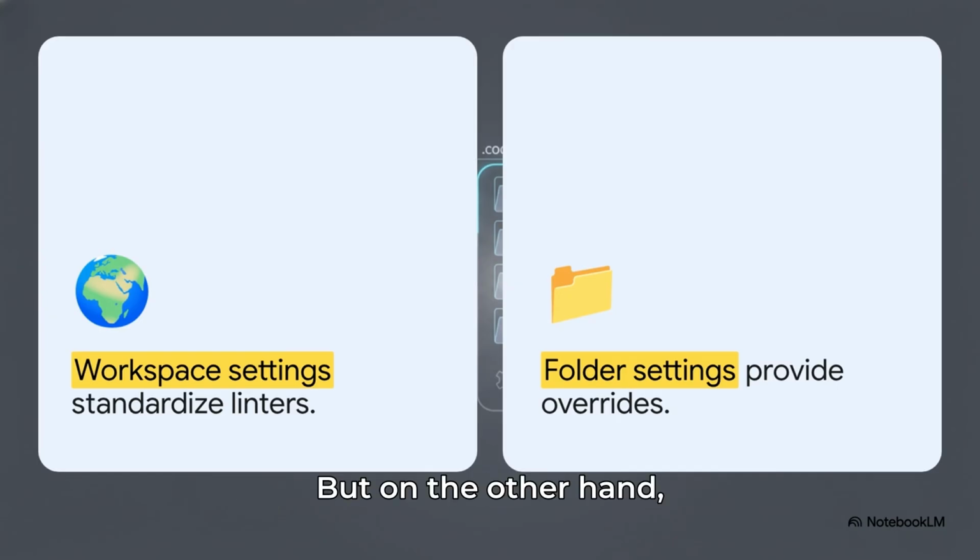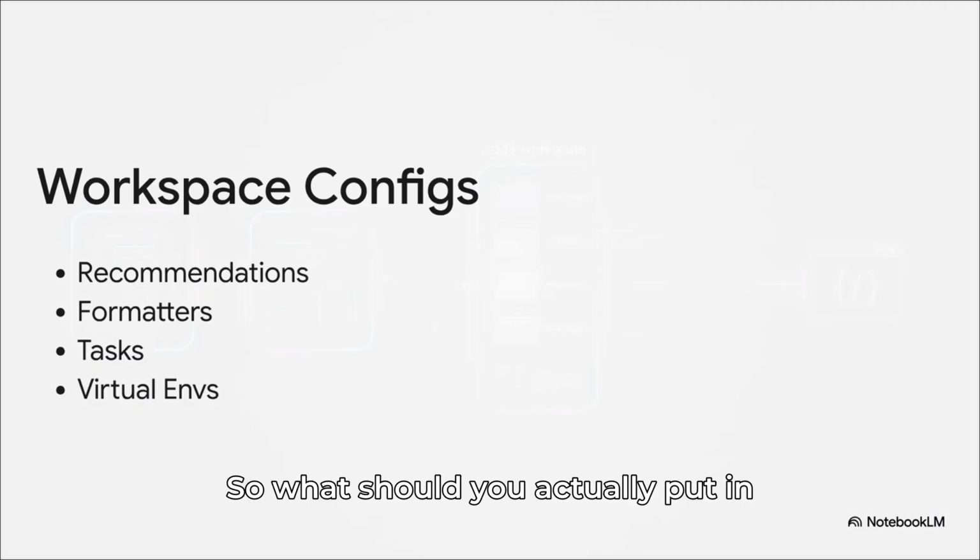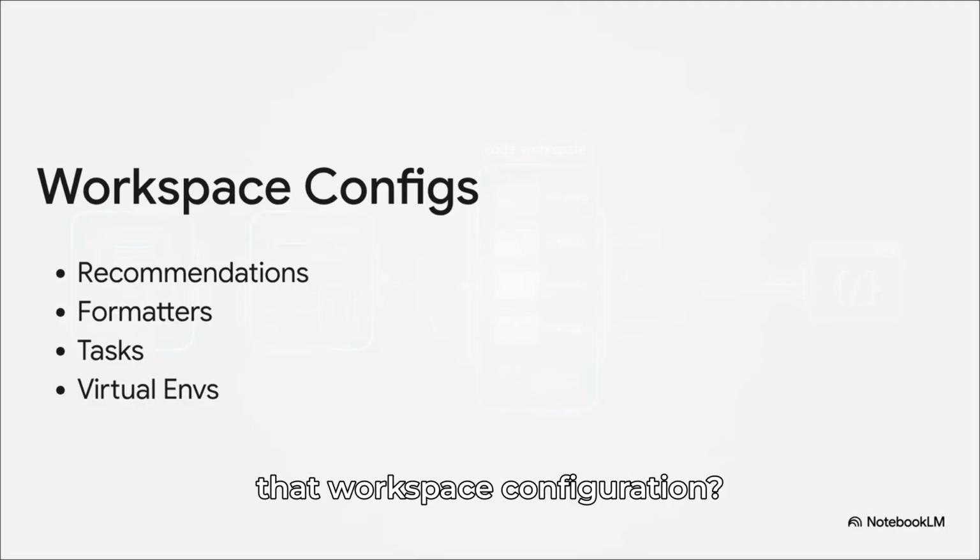But on the other hand, you have folder settings. These live inside a local .vscode/settings.json file within a specific microservice folder. The crucial takeaway here is that local folder settings will gracefully override those workspace defaults whenever a specific microservice needs a specialized tweak. So what should you actually put in that workspace configuration?